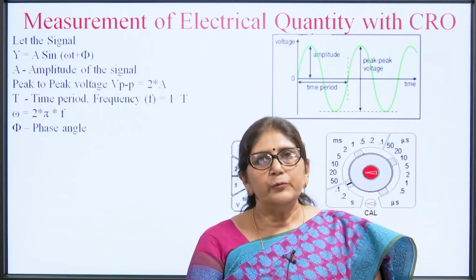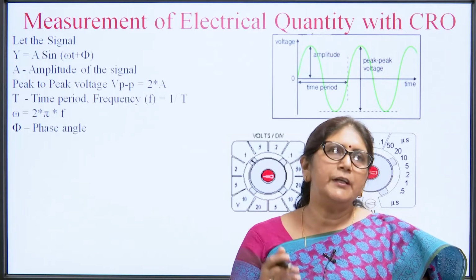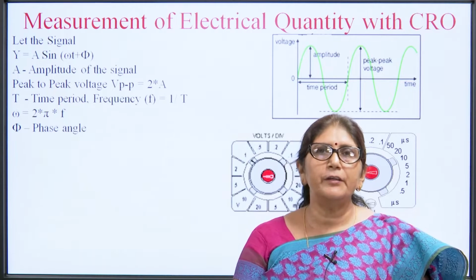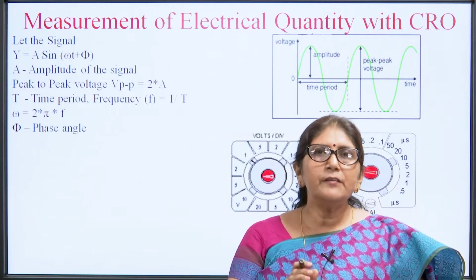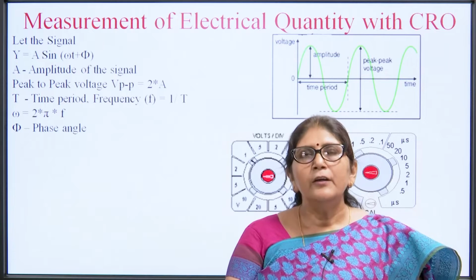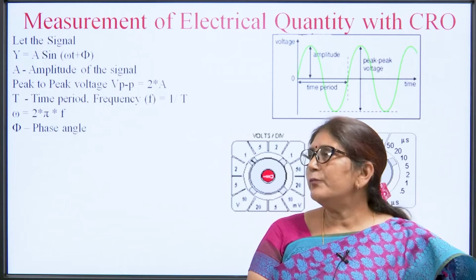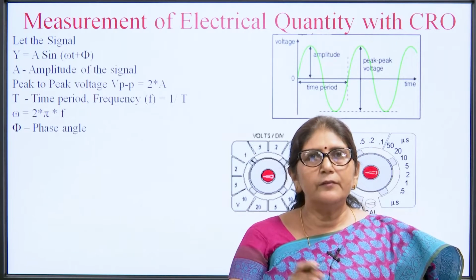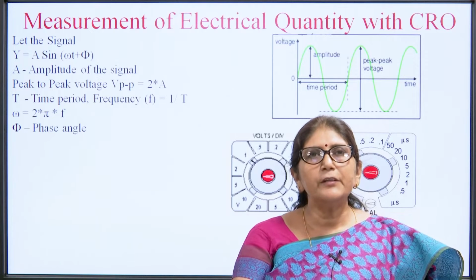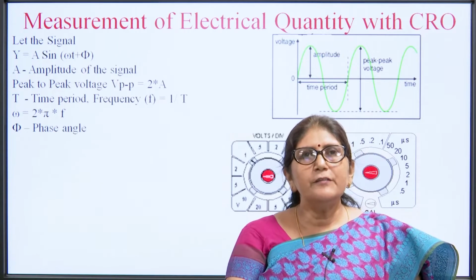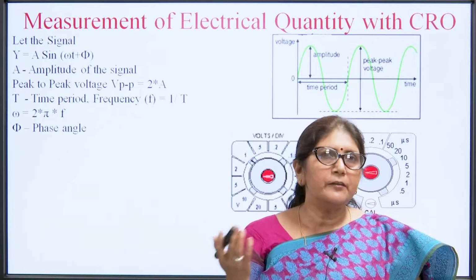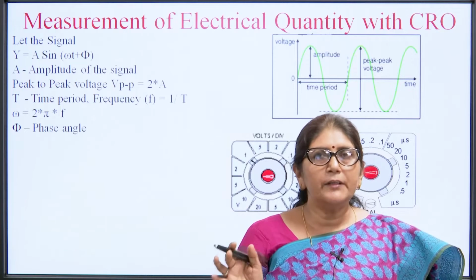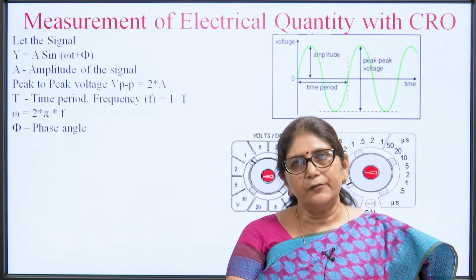First of all, as we know, any electrical quantity, that is any voltage, has the following components: one is the amplitude, second is frequency, and third is phase shift. These are the three parts of any electrical signal. Any electrical signal is represented by y = A sin(ωt + φ), where ω is equal to 2πf, f is the frequency and 1/f is the time period, and φ is the phase angle of the signal.